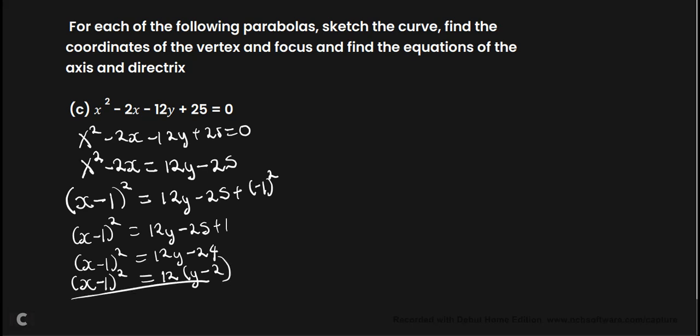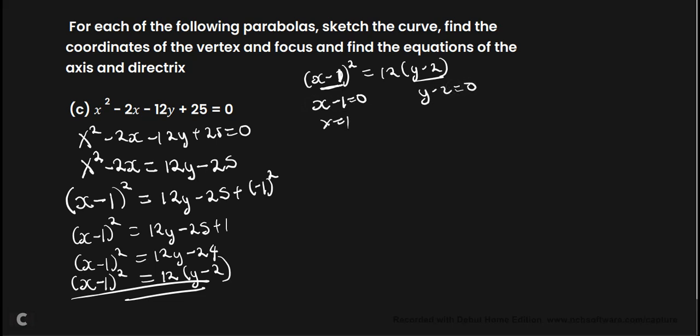So after finding this equation, which is (x − 1)² = 12(y − 2), you know what you do? The x-axis is this, and the y-axis is this. So this is your x − 1 = 0, then y − 2 = 0. Then your x = 1, then your y equals what? 2. Such that your center in this situation is (1, 2).